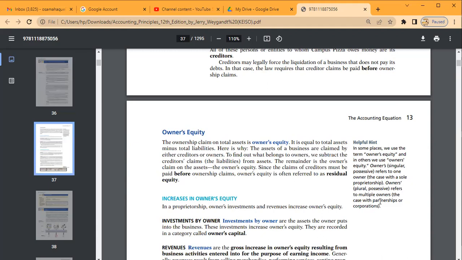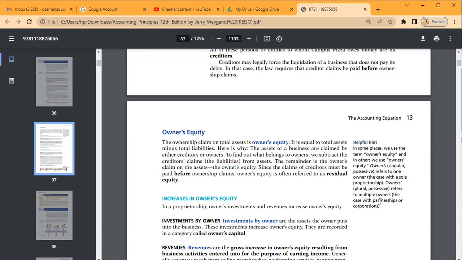Owner's equity is also known as capital. Capital is equal to assets minus liabilities. Assets of the business are claimed by either creditors or owner. To find out what belongs to the owner, we subtract the creditor claims from the assets. When we subtract creditor claims from the assets, we get the final value of owner's equity or capital. Does this make sense?